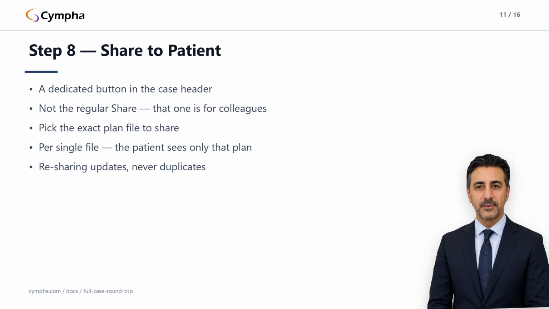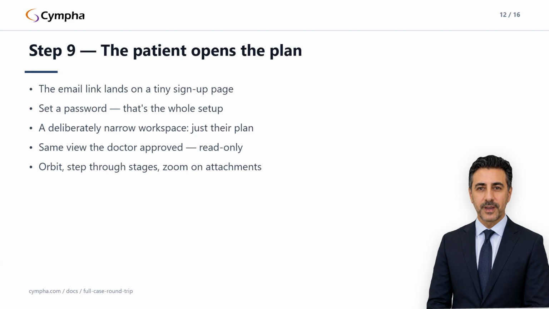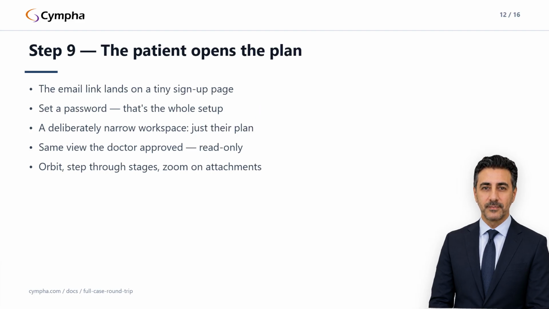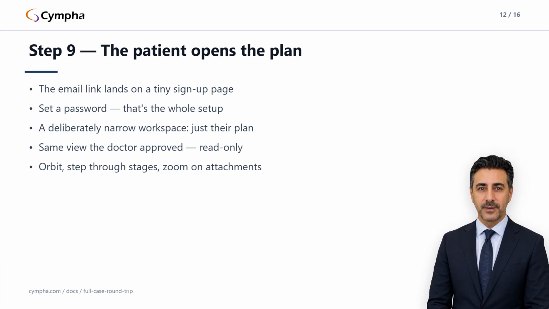And step 9, the finish line. The patient taps the link in the email. They land on the patient sign-up page on app.cympha.com, with the invitation ticket already filled in for them. They don't have to type a code or find anything. They set a password, accept, and they're routed into their patient workspace. That workspace is deliberately narrow, it lists exactly one thing, the case the doctor just shared.